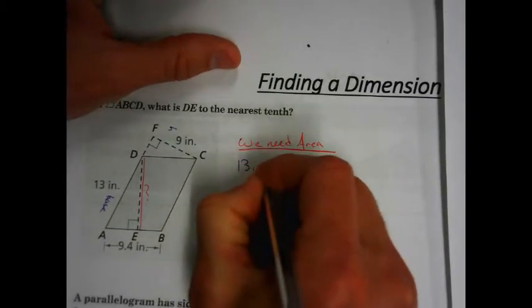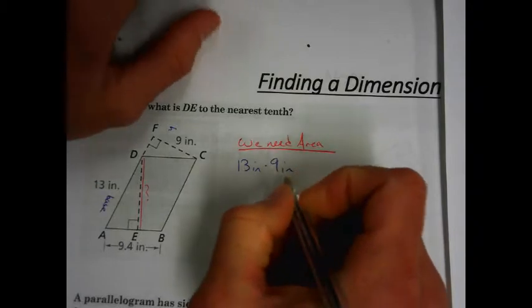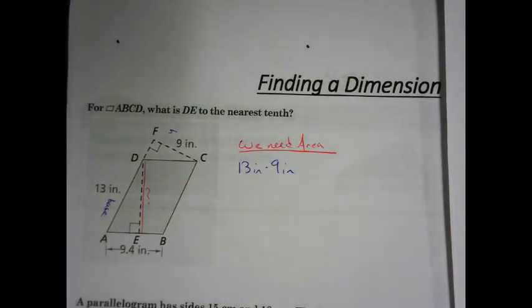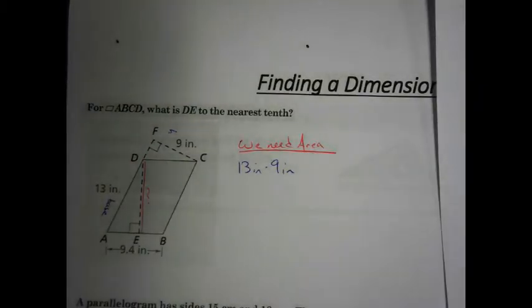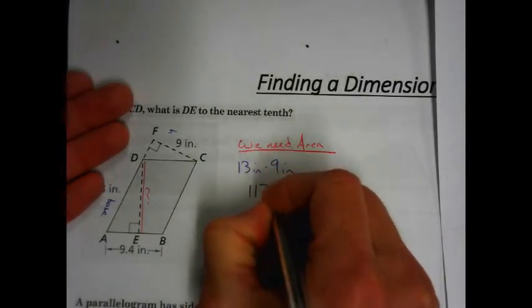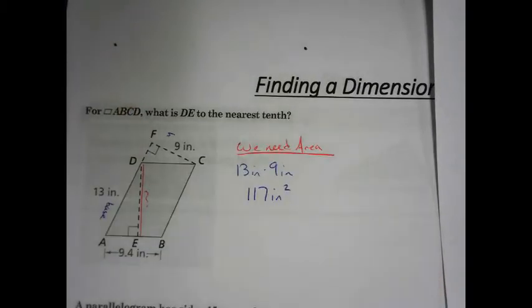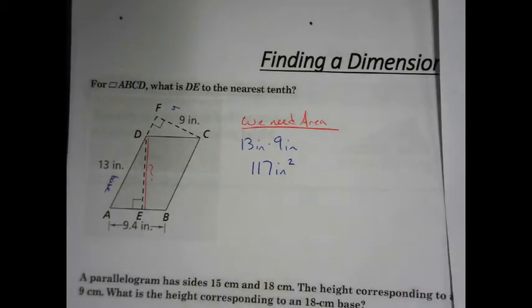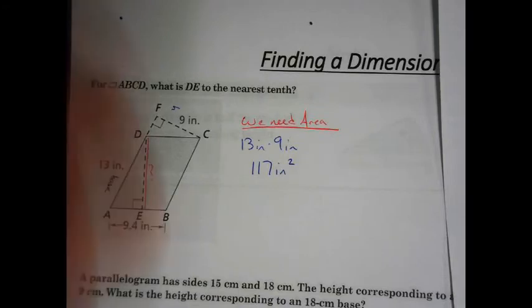So we need the area. We can simply multiply 13 inches times 9 inches. So 13 times 9 is a number, over 100 anyway. So 13 times 9 gives us 117. So we have 117 inches squared. And we already have the base that we're looking for. Okay, so remember the question. We're looking for DE. What we have now is the area, 117 inches squared.